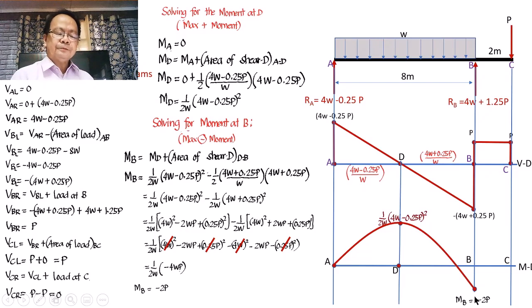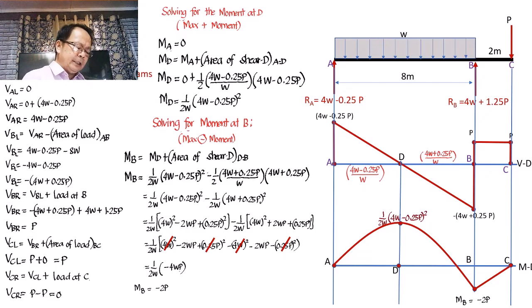Yun, di ba? And then finally, okay, we can compute for the moment at C, which will be negative 2P. Idagdag lang natin itong area nito. Lalabas ito ay 0. Diba? So, it will be connected with a straight line kasi ito yung horizontal. It will be straight line in that direction. O, diba? Ngayon, may gusto ko sanang ipaunawa sa inyo.